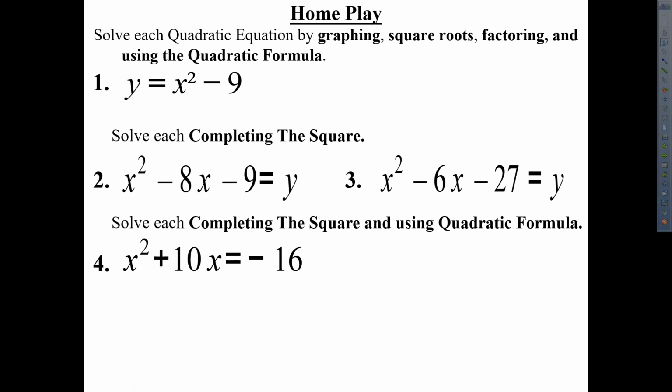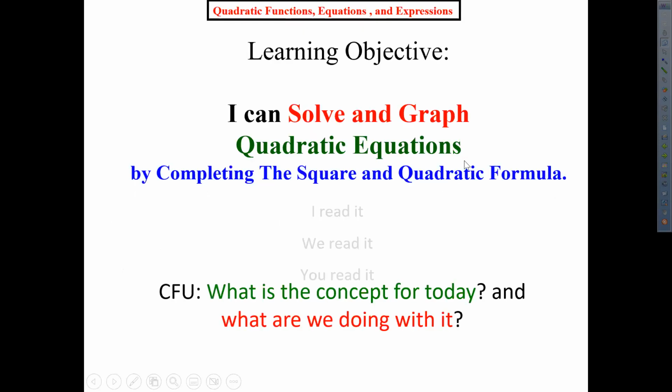Okay, so let's recap to see where we've been. Get a Cornell note ready and your objective. Here it goes. Objective: I can solve and graph quadratic equations by completing the square and quadratic formula. Copy that, please.